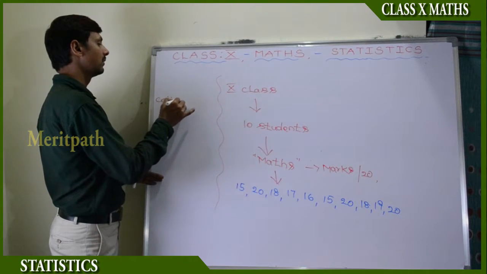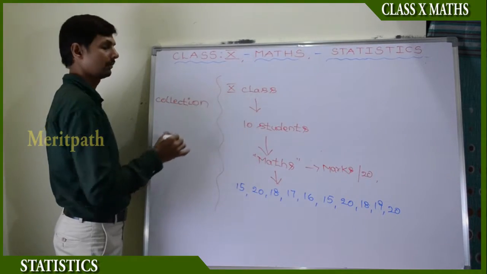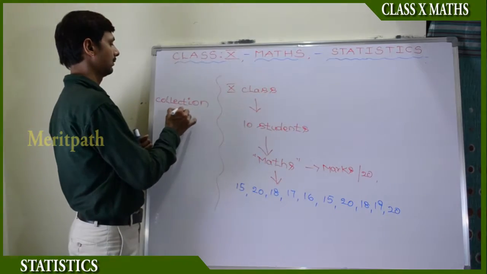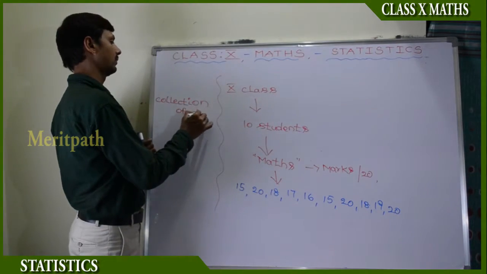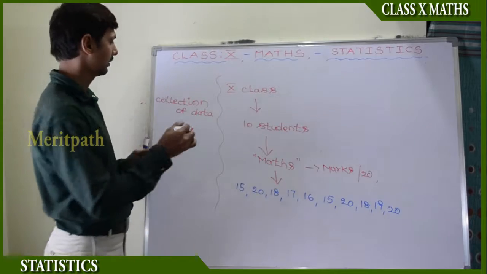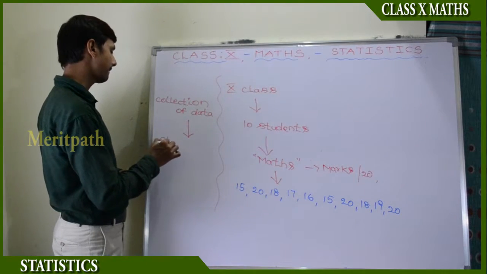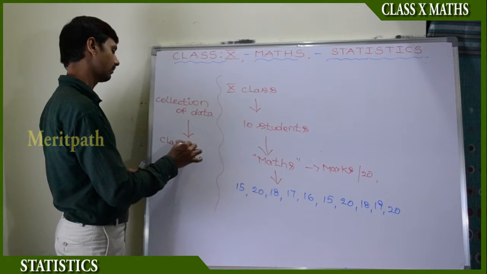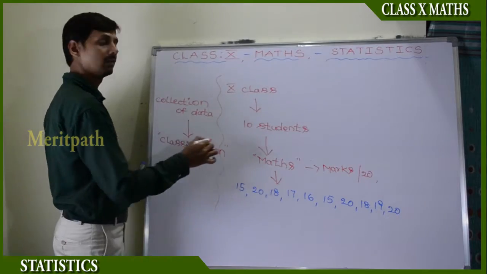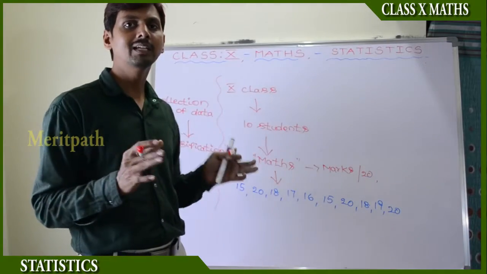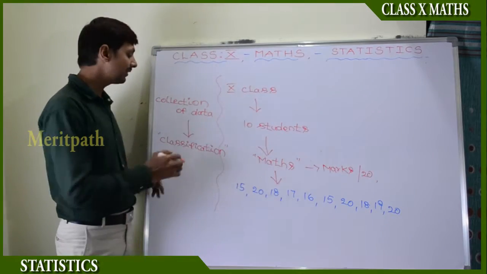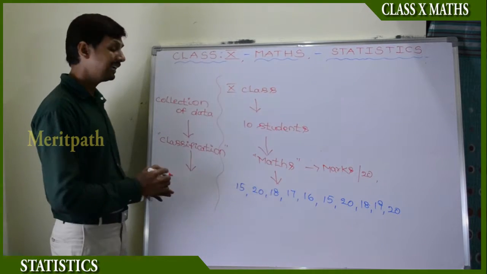collection of the data. First we need to collect the data. We need to collect some of the information. The information is called data. Collection of the data and classification. We need to classify into some groups. To classify the information in a particular order, that is called a group. It's nothing but classification and interpretation.